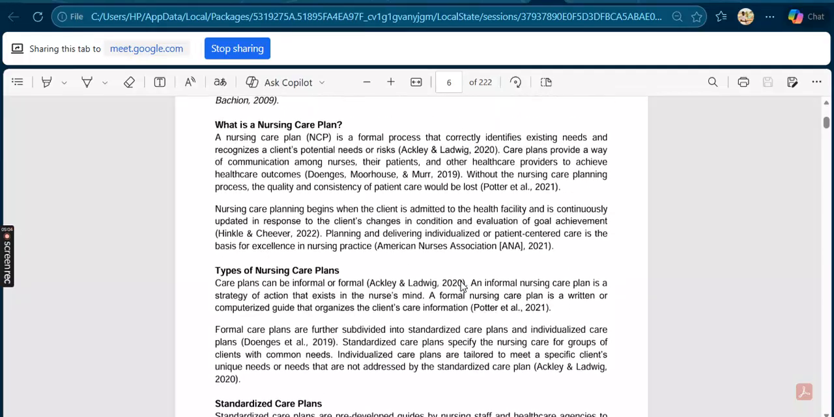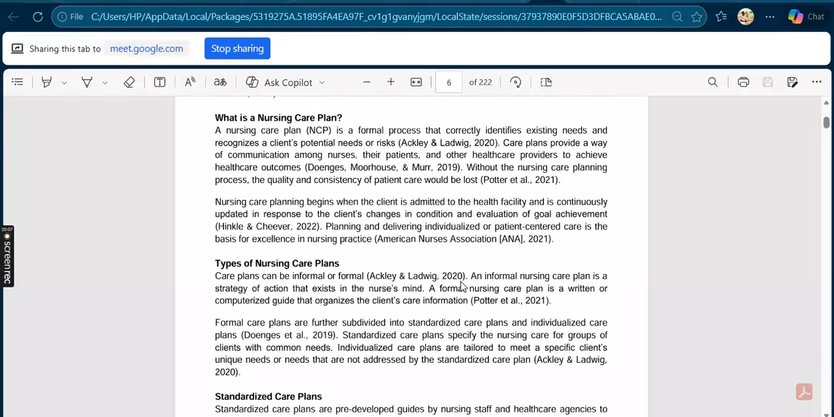Okay, what is a nursing care plan? Let's start from here. A nursing care plan, or NCP, is a formal process that correctly identifies existing needs and recognizes a client's potential needs. So care plans provide a way of communication among nurses, their patients, and other healthcare providers to achieve healthcare outcomes. Without the nursing care planning process, the quality and consistency of patient care would be lost.